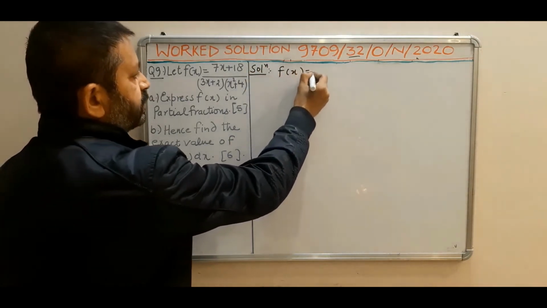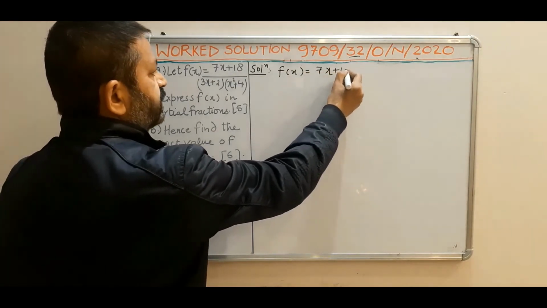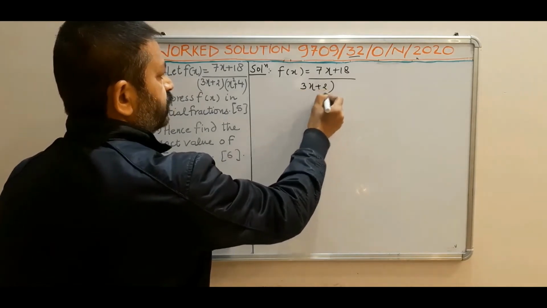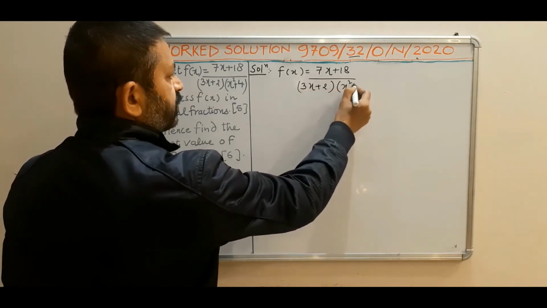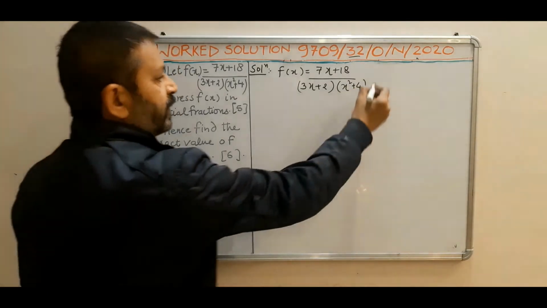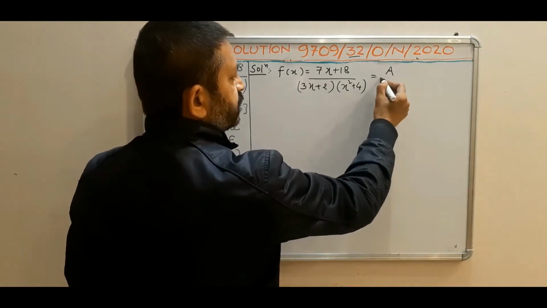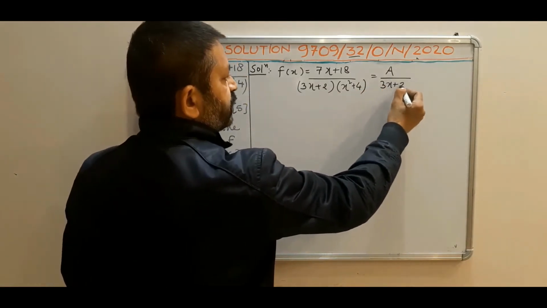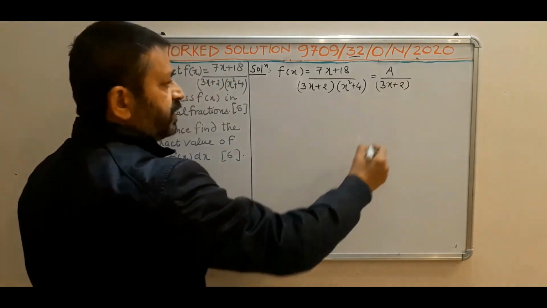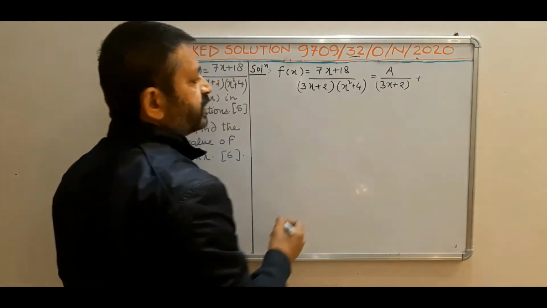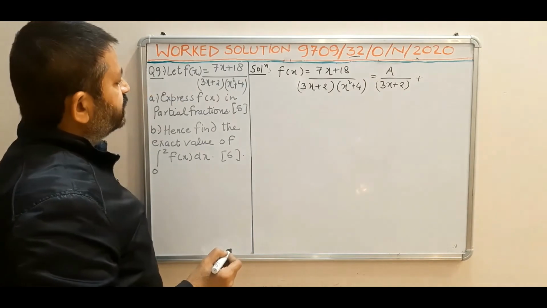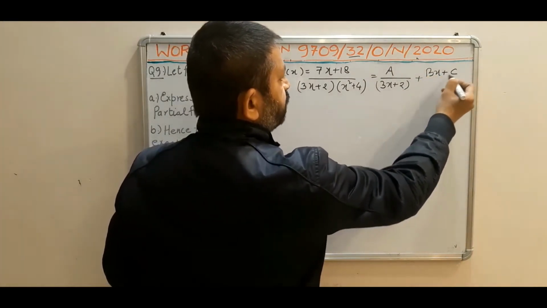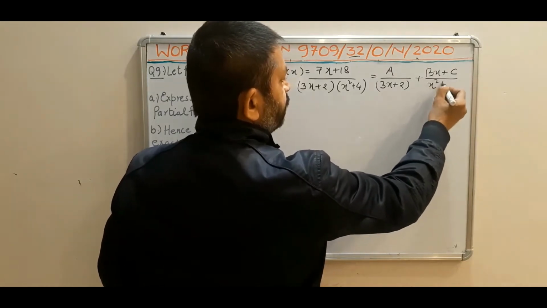f(x) is given as (7x + 18) upon (3x + 2)(x² + 4). This can be expressed as a partial fraction. For 3x + 2 we'll consider one constant A, and the second expression is a quadratic expression which is not factorizable. So we'll consider the expression (Bx + C) for x² + 4.